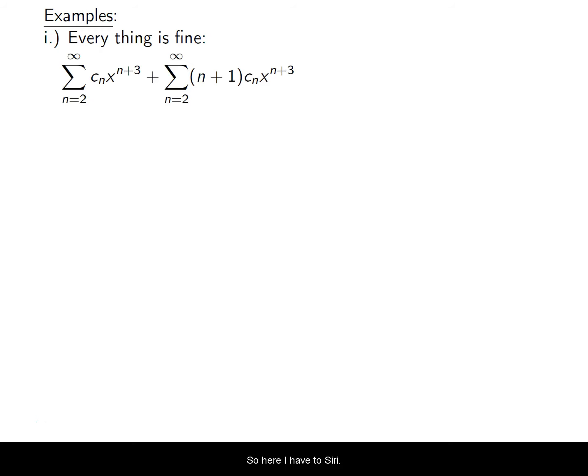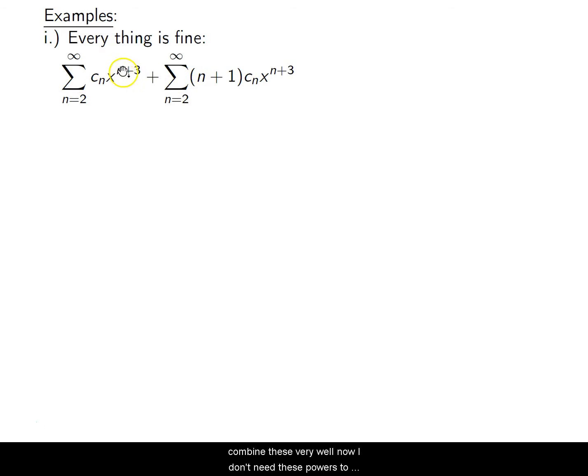Okay, so the first one is the easiest case. Everything is fine, right? Here I have 2 series. The indices match, the exponents match. If I plug in 2 here, these x's all start at the same value, x to the 5th power. The indices are the same, the powers are the same. I can combine these very well.